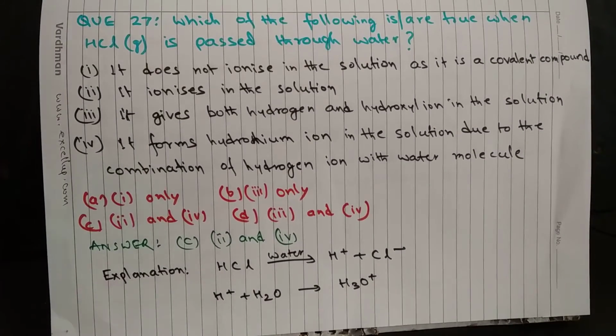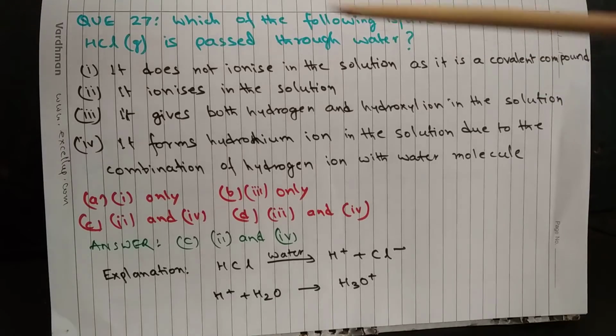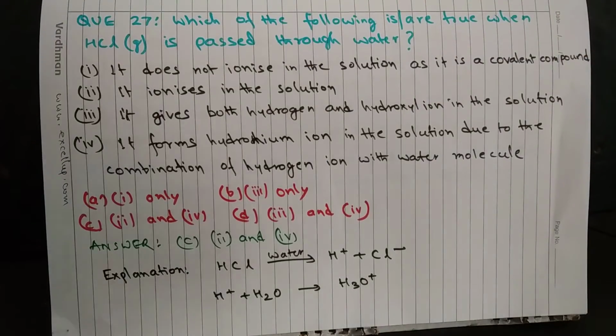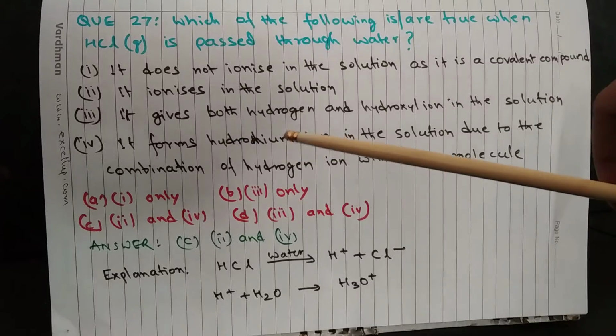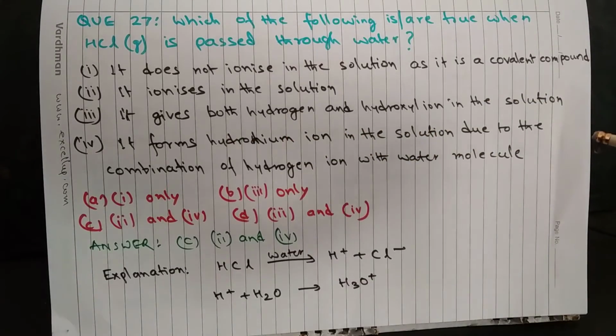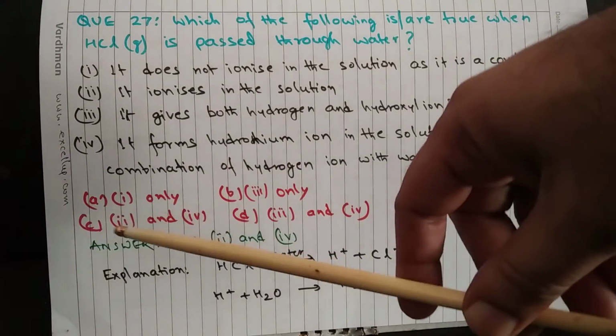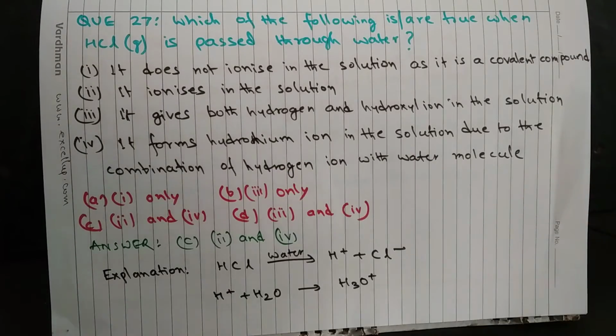Question 27. Which of the following is or are true when hydrogen chloride gas is passed through water? Number 1, it does not ionize in the solution as it is a covalent compound. Number 2, it ionizes in the solution. Number 3, it gives both hydrogen and hydroxyl ion in the solution. And number 4, it forms hydronium ion in the solution due to the combination of hydrogen ion with water molecule. Options are A. 1 only, B. 3 only, C. 2 and 4, and D. 3 and 4. The answer is C.